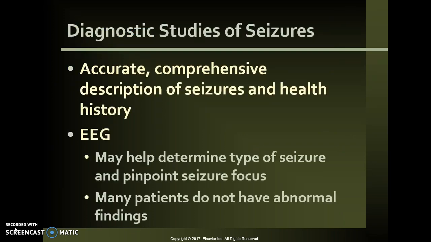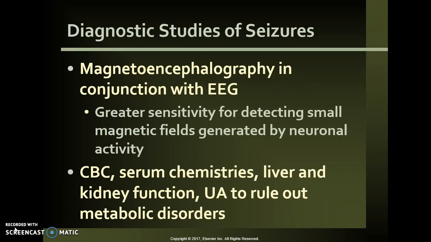So diagnostic studies of seizures, an EEG, history, of course, all the information we can. Is it in the families? Different tests that can be done. CBC, serum chemistries, liver and kidney function. We want to do a UA to rule out metabolic disorders. So that's just a couple of the tests.